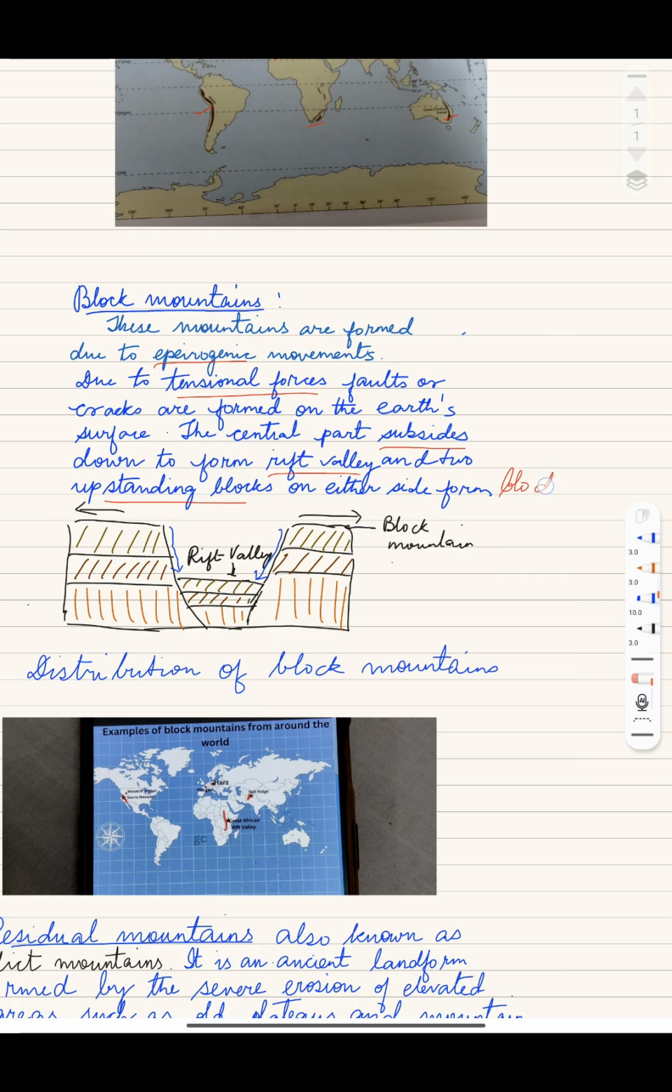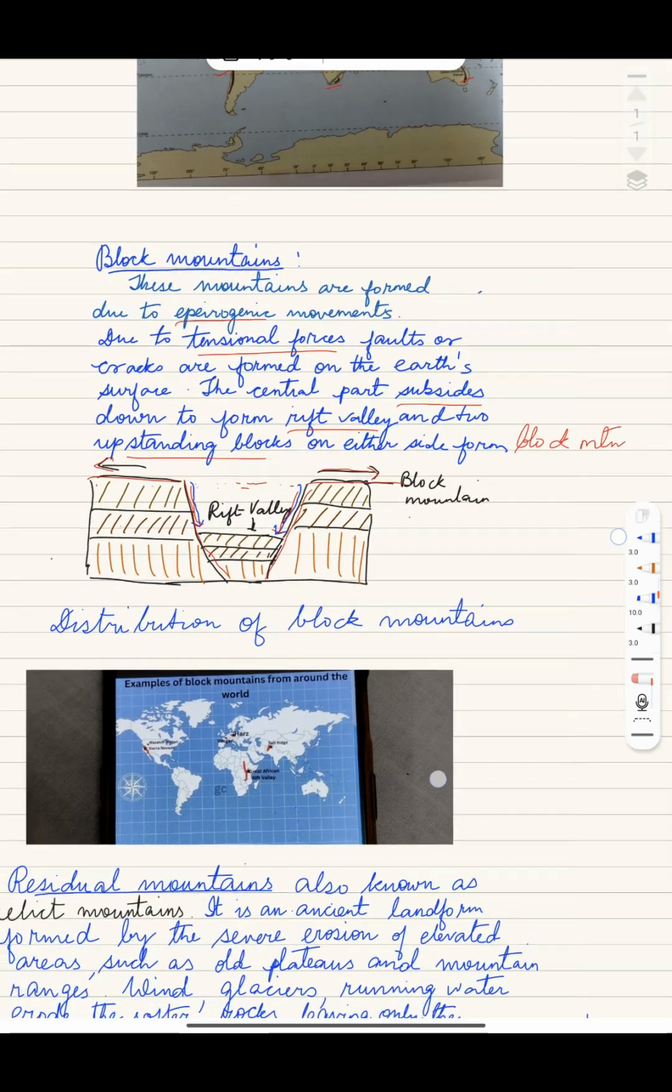Okay. So this is our explanation of block mountains. You can see this is the landform. Now this landform has developed two cracks. Why has it developed two cracks? Because of this tensional force. As a result, this part which was lying in the middle subsided down, forming the Rift Valley, and the two upstanding blocks on either side form the block mountain.